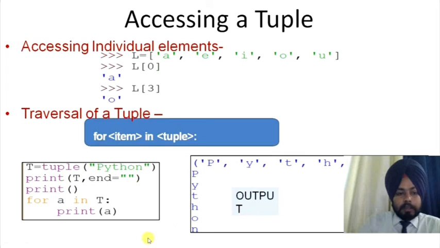Here is an example of tuples also. Here T equals to tuple, Python, print T. Here I'll use a for loop, A in T, print A. The output will come like this.